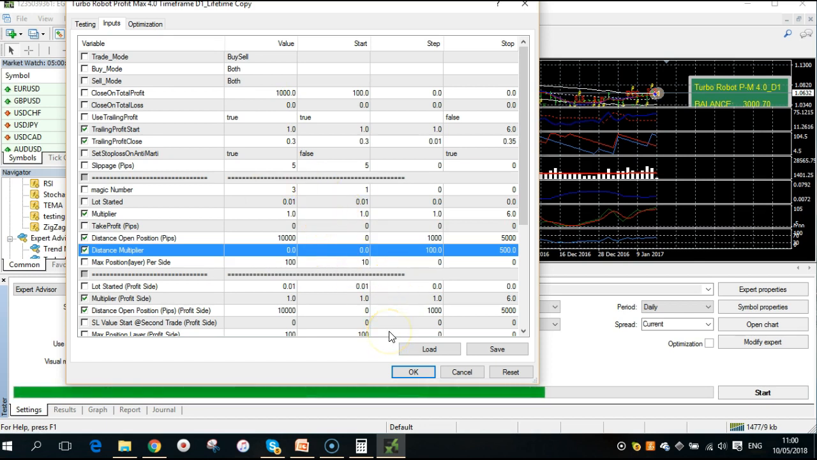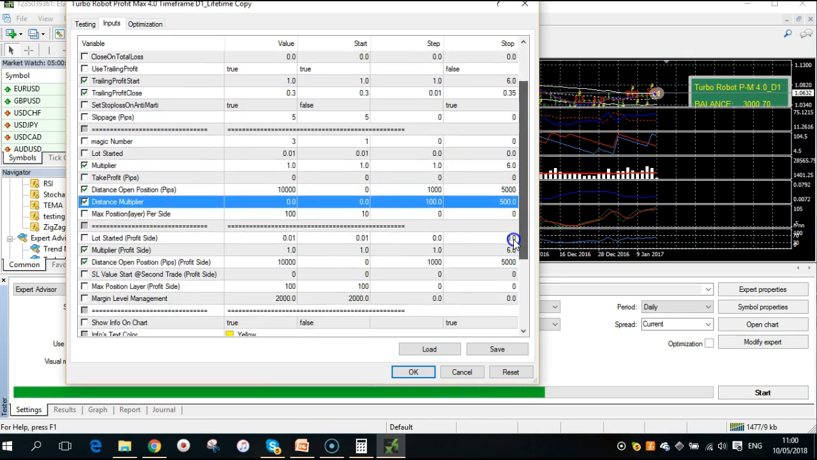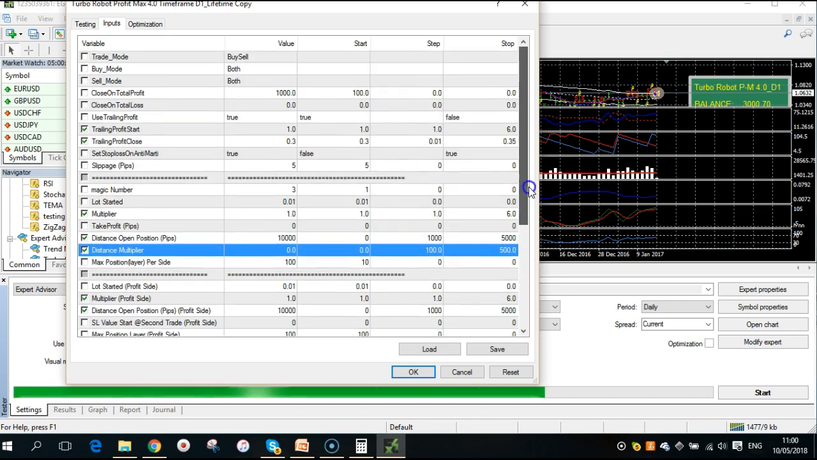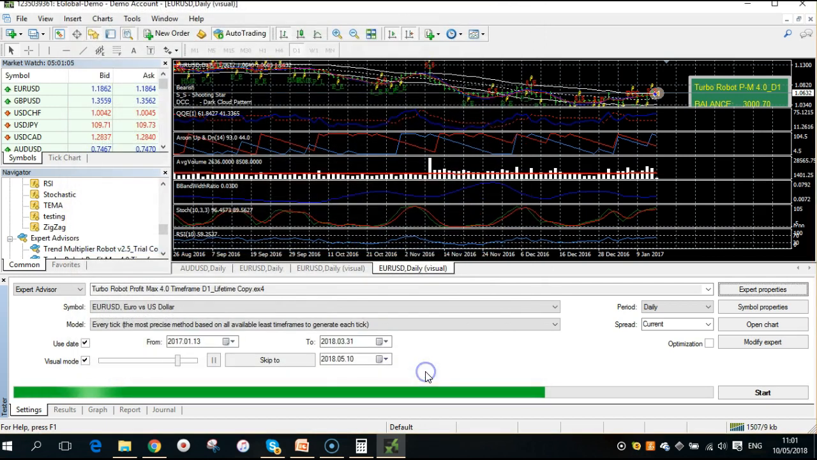Okay, so we designed this EA, this robot, so that you can use it in different ways. It is adjustable. It's not fixed. Most of the EAs in the market are fixed, but ours, we give you training, we give you ideas on how to work with it, how to use it, and how to make settings for it. Okay, so I think that's it, and then you can start now with your settings.